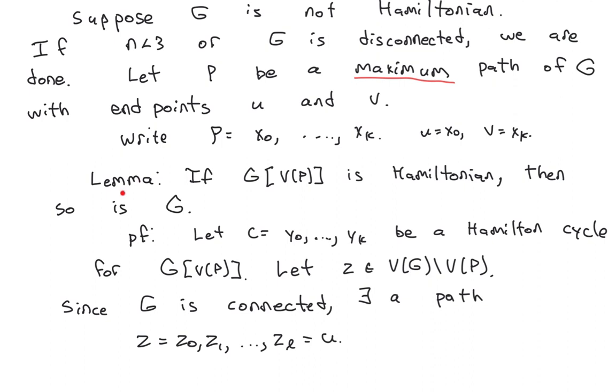So we're going to rely on the following lemma. If you take the induced subgraph on the vertices of your path, and the result is Hamiltonian, then so is the original graph. So here's our proof. We're going to let C be a Hamilton cycle for this induced subgraph. We're going to write the vertices in order on the cycle as y0 through yk. Note here, I'm not making any assumptions about how many of these edges came from our original path, by the way.